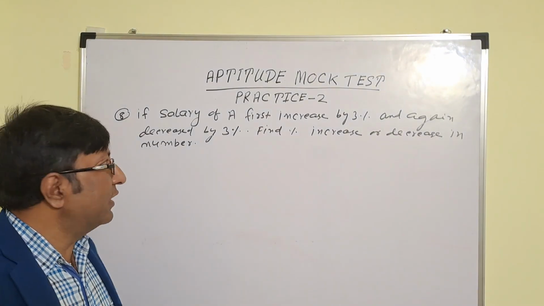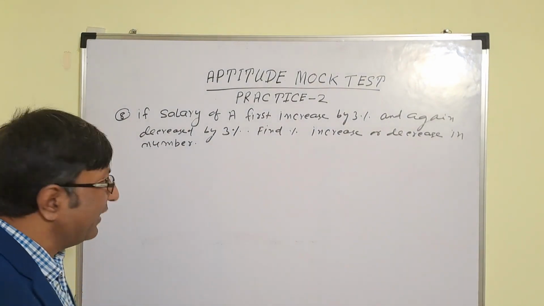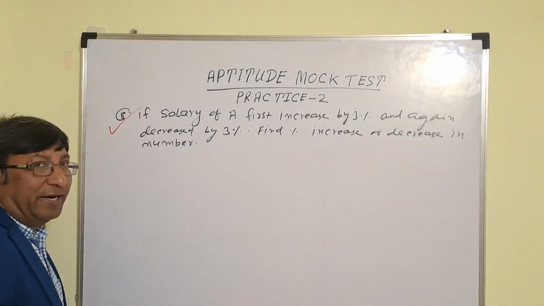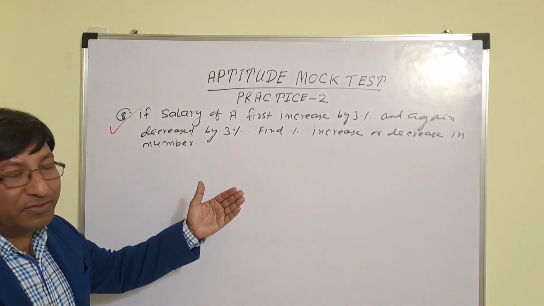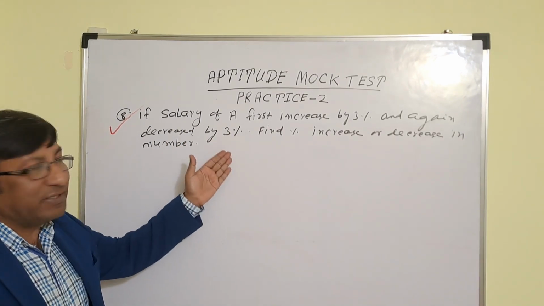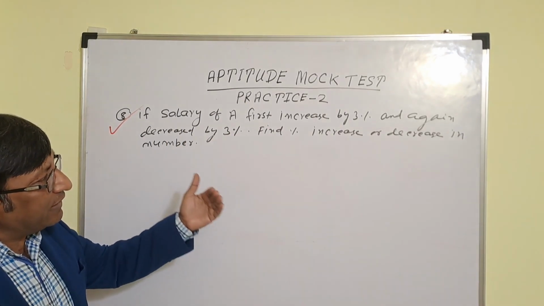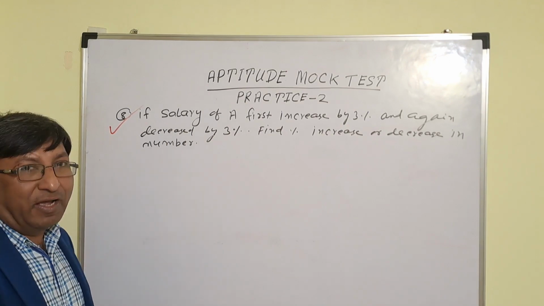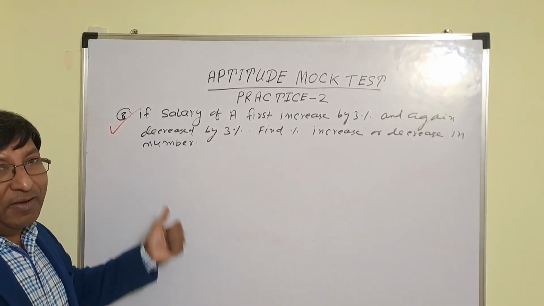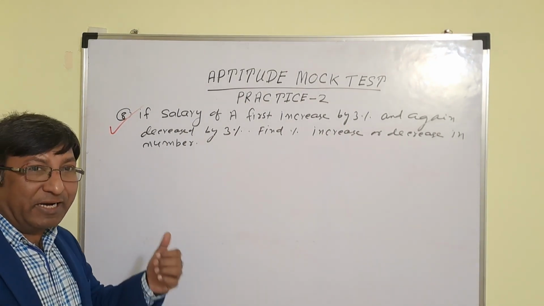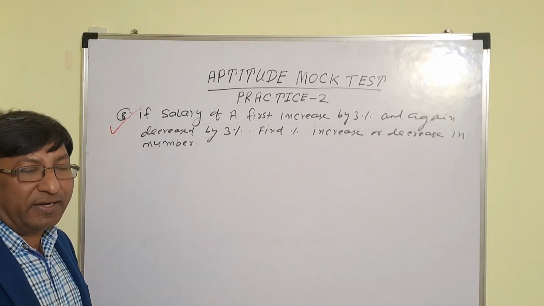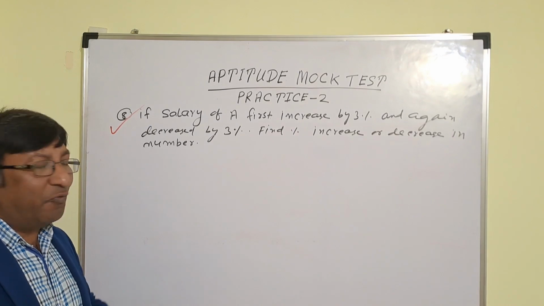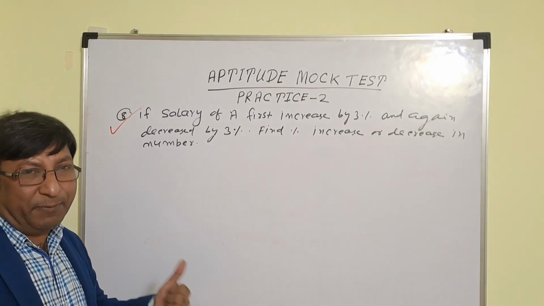Now see question number 8. Question 8 is also a very important question. If the salary is first increased by 3%, again decreased by 3%, find the percentage increase or decrease in the number. So it is the same question as 7, but in 7 the percentage was 10%, 10%. But here the percent is 3%, 3%. So again we can solve this question without any pen and paper.